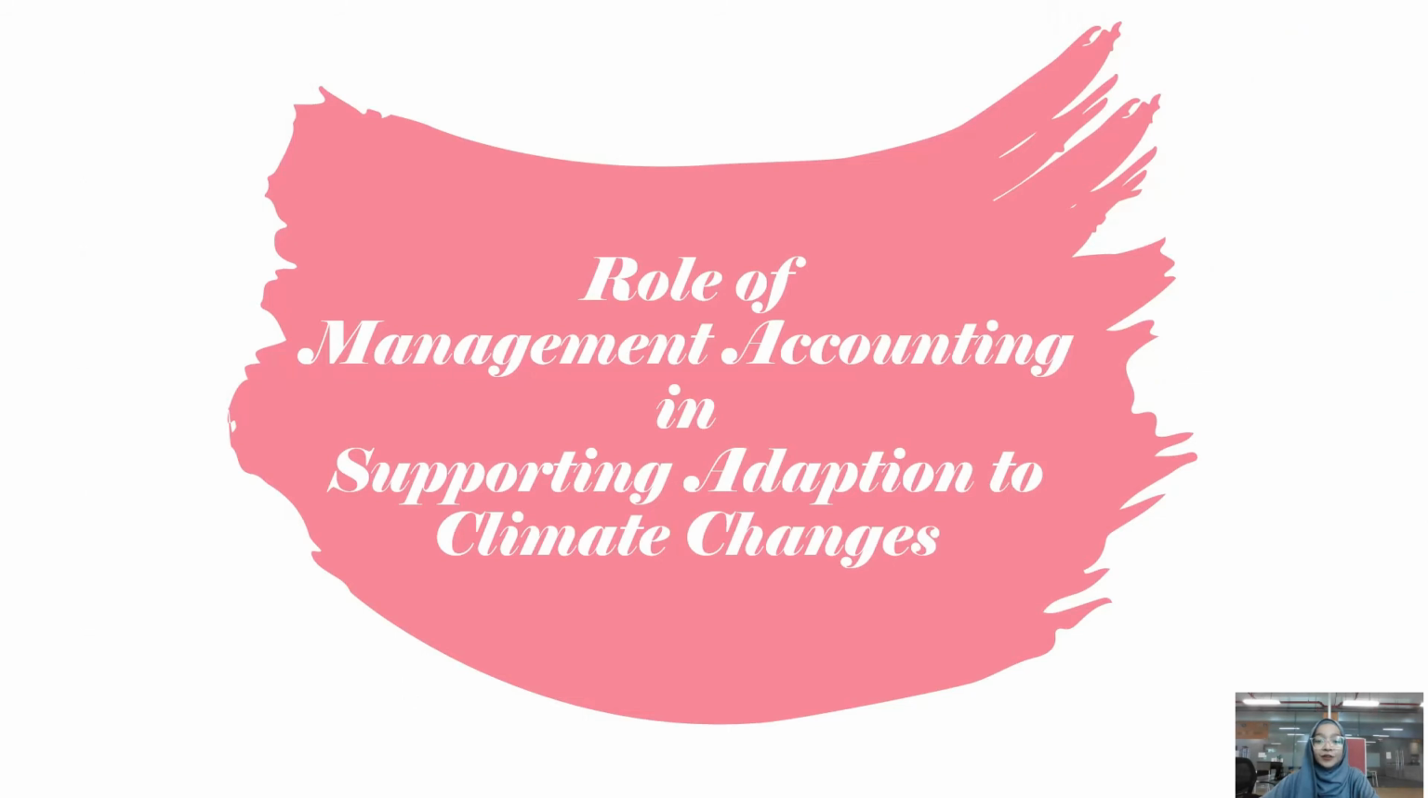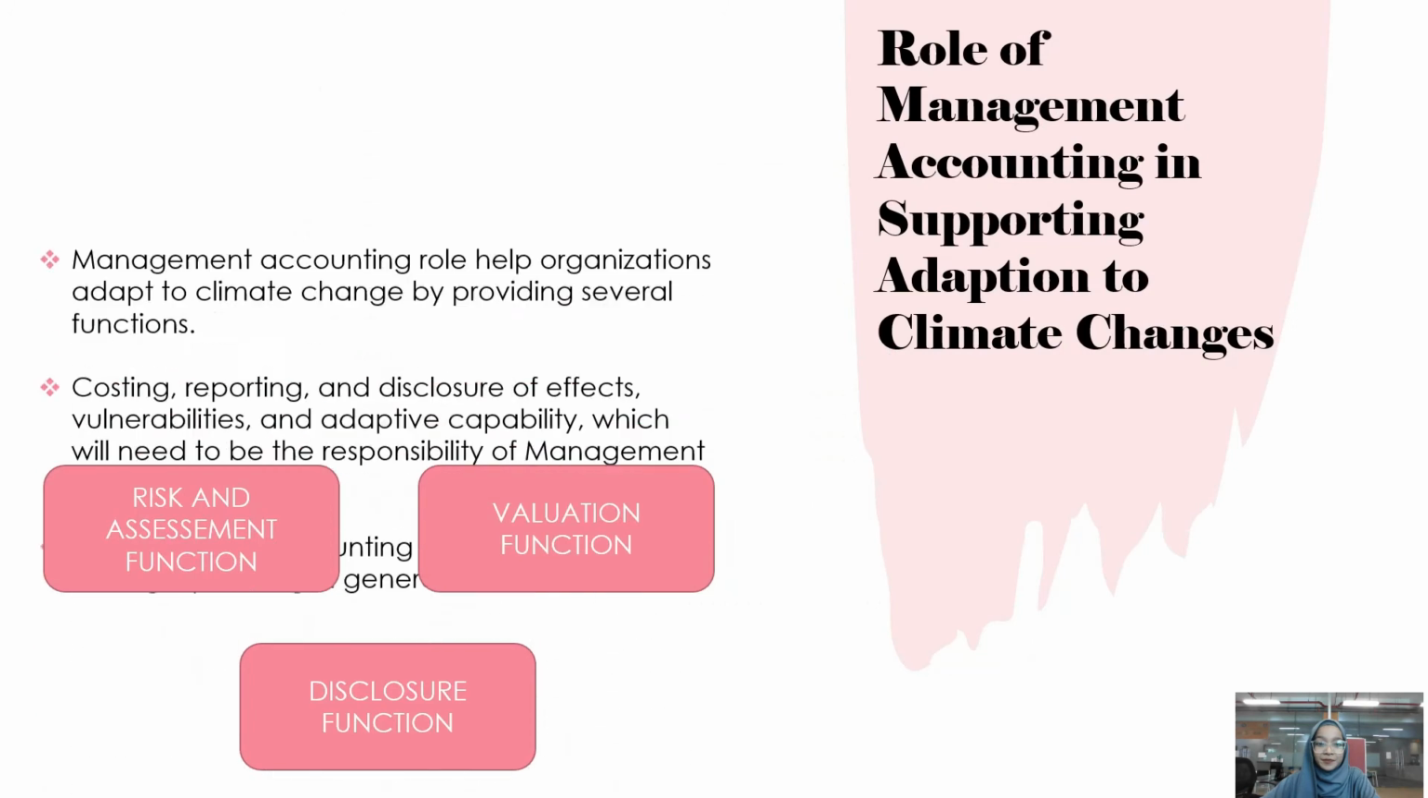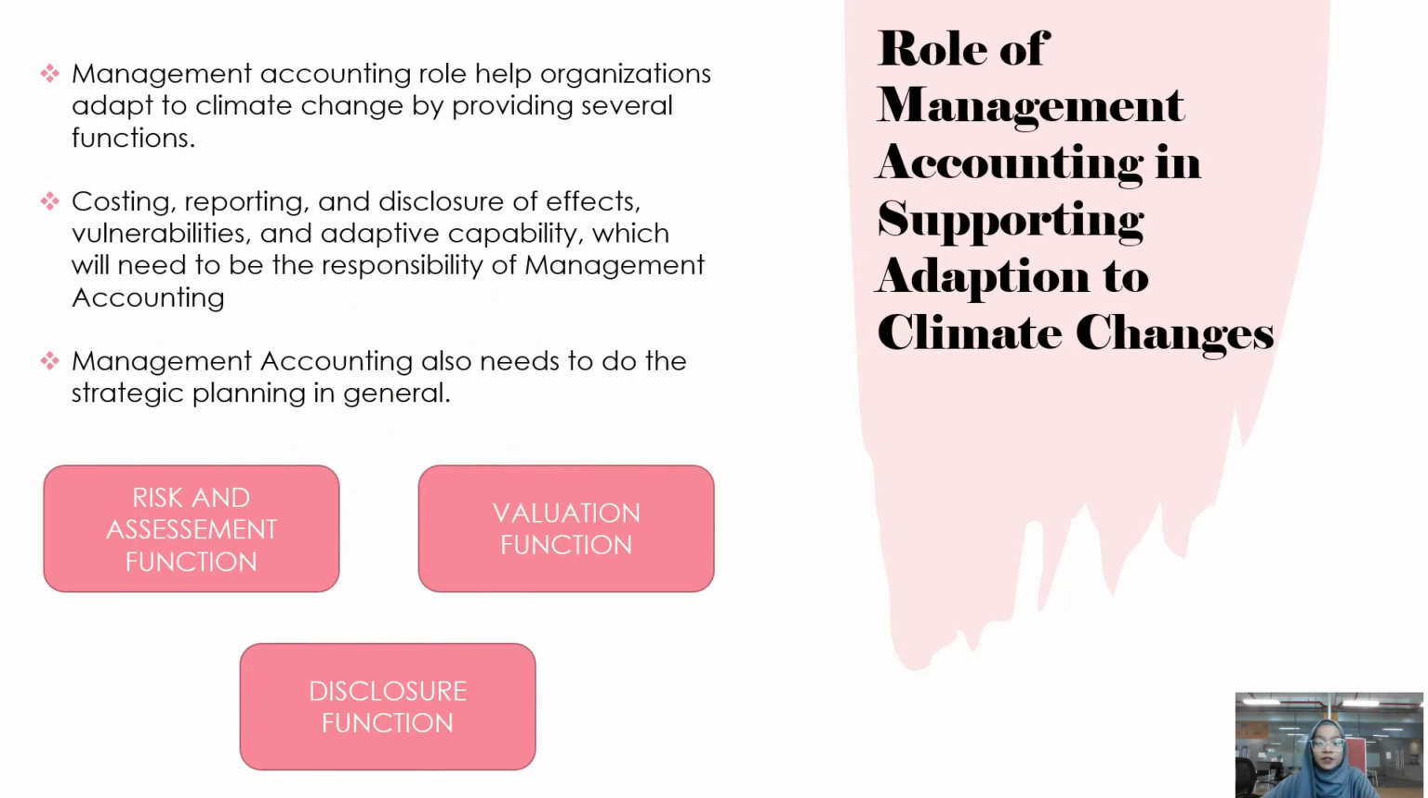Let's take a look at the role of management accounting in supporting adaptation to climate change. Management accounting helps organizations adapt to climate change by providing several functions: costing, reporting, and disclosure of effects, vulnerabilities, and adaptive capability, which will need to be the responsibility of management accounting. Management accounting also needs to do strategic planning. So there are three functions: risk assessment function, valuation function, and disclosure function.